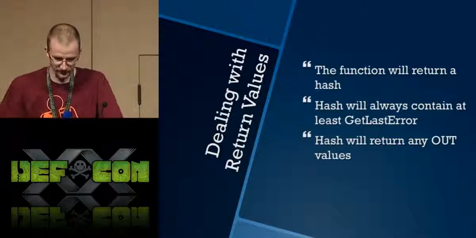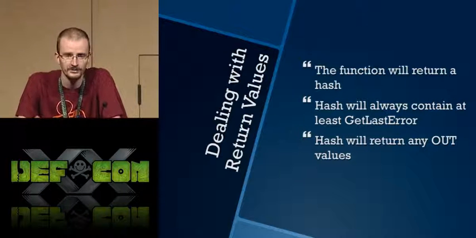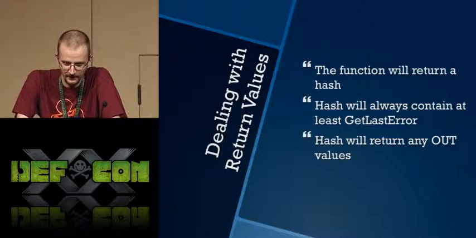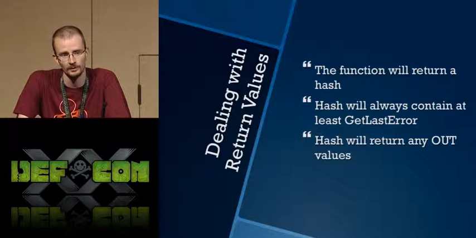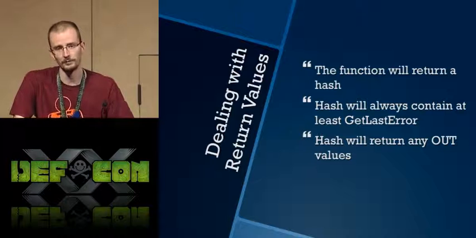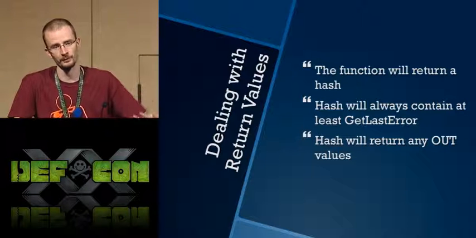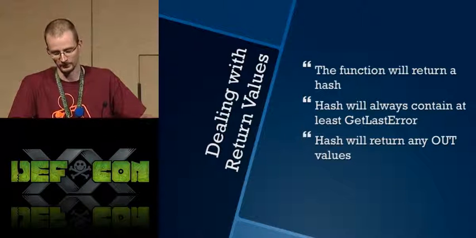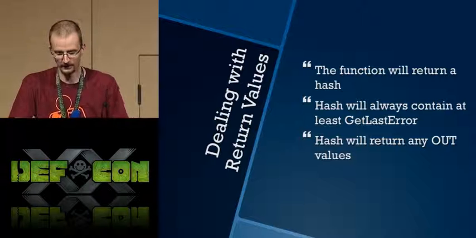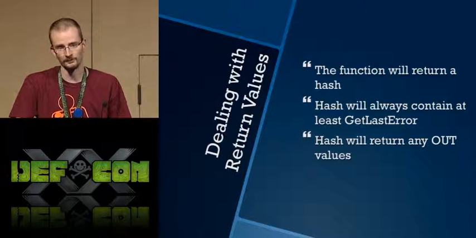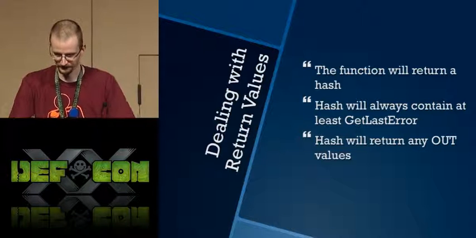So when you make an actual function call, you're returned a hash. That hash will always contain at the very least the result of a getLastError call. Basically Railgun will make the function call for you, and then it will call the Windows getLastError function, which will tell you any error code that occurred with the running of that function. And then the hash will contain any out values from that function call.